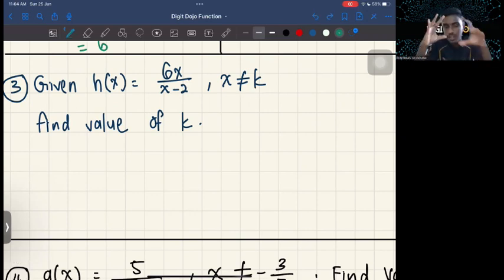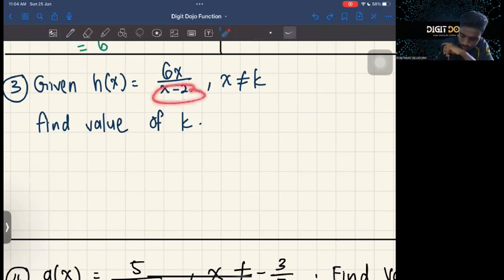Always remember, if it is a function or any fraction, the down part, this part, cannot be 0. You cannot have 0. You can use your calculator. Check 2 divided by 0. You will get a math error. Any number, 8 divided by 0.